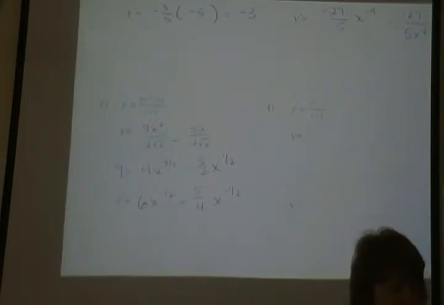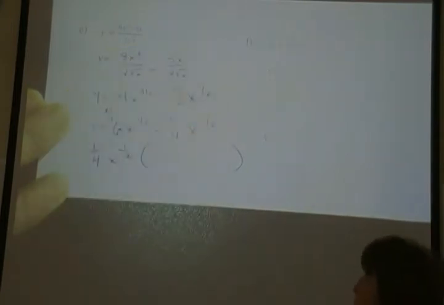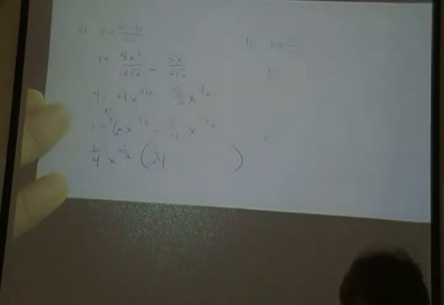So we're going to pull out x to the negative 1 half, and then we're going to pull out a 1/4 as well. So when we pull out the 1/4 and the x to the negative 1 half, we are going to be left with thinking about 6 as 24/4. So we'll be left with the 24 part of the 6, and we'll be left with x to the 1 half minus negative 1 half, which is 1.